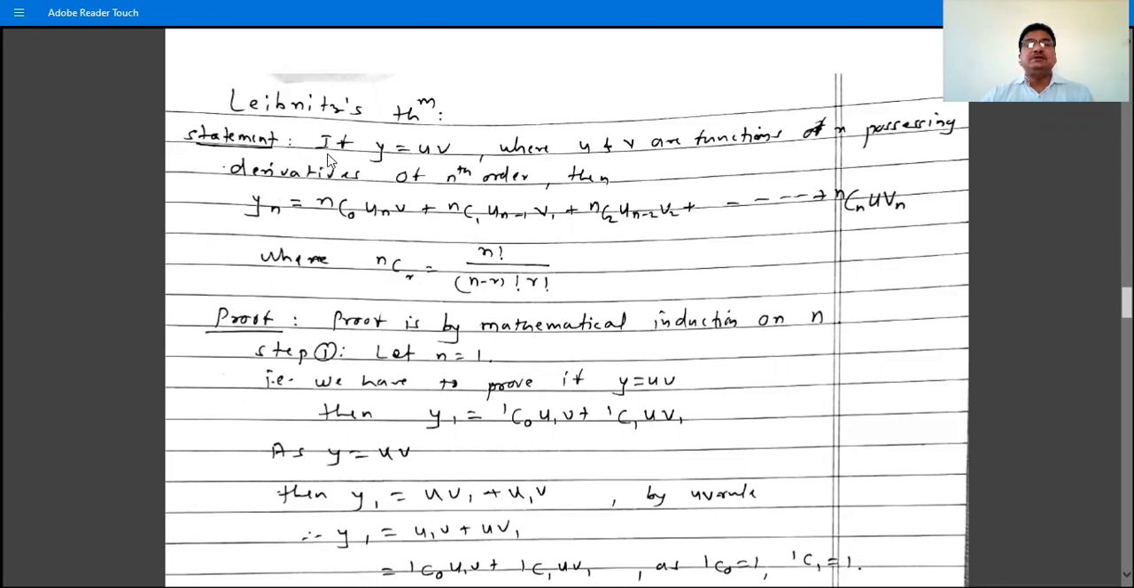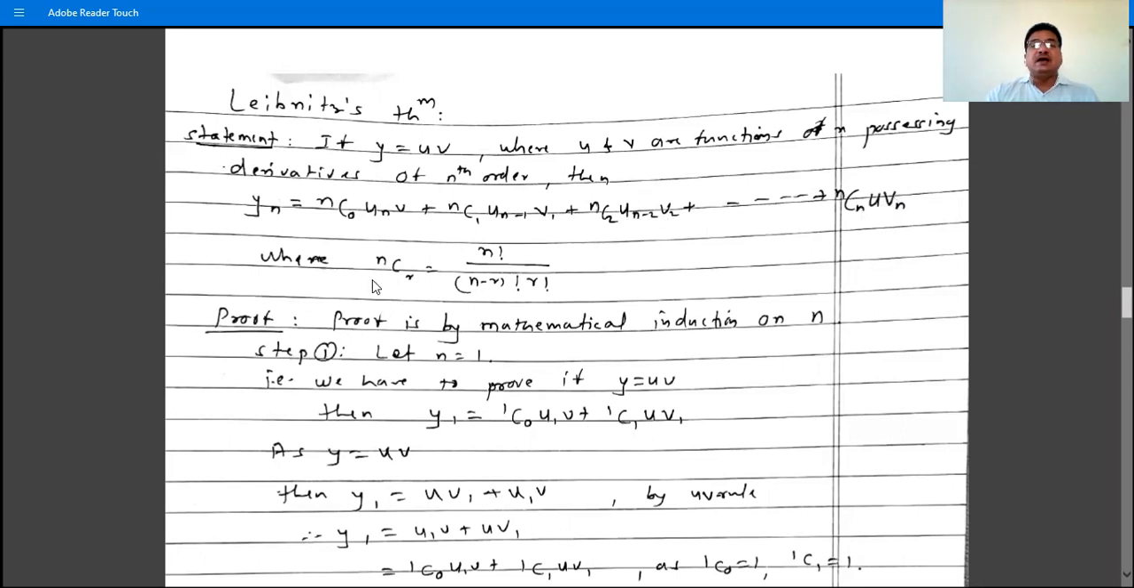So the statement of Leibniz theorem: if y is equal to u into v, where u and v are functions possessing derivatives of nth order, then yn is equal to nC0 un v plus nC1 un minus 1 v1 plus nC2 un minus 2 v2 plus ... plus nCn u vn. Here un means the nth order derivative of u, un minus 1 means the (n minus 1)th order derivative of u, v1 means the first order derivative of v, and vn means again the nth order derivative of v.